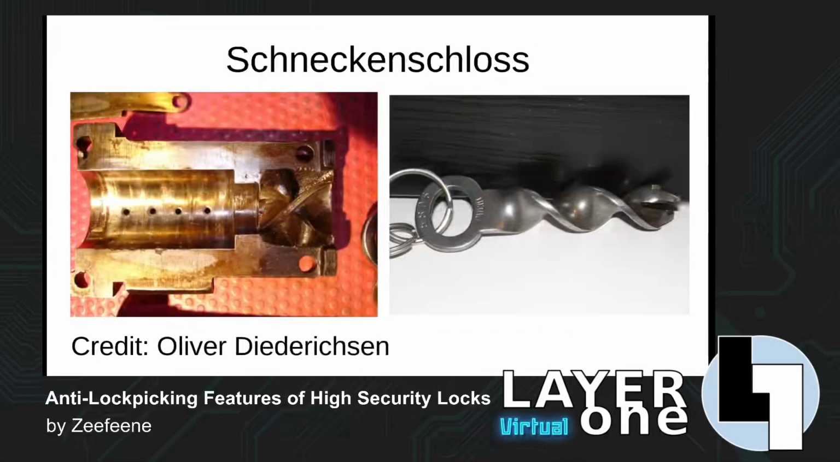A much earlier example is the Schneckenschloss, which translates as snail lock from Germany, I believe. Here we have a thin key that winds in through an obstruction at the front of the lock, which we can kind of see on the left-hand side here, that obstruction. And so again, there's no straight pick that you could push into this lock in order to set the elements correctly.